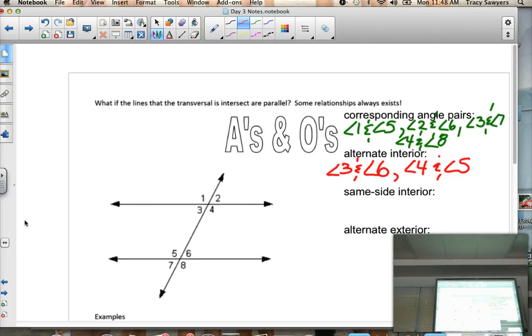Same side interior. Angle 3 and angle what? Angle 4. Okay, wait a second. Same side of what, Precious? The transversal. Ah, Suki. Angle 3 and angle 5. Thank you. Somebody else? Yes, Brennan. Awesome.